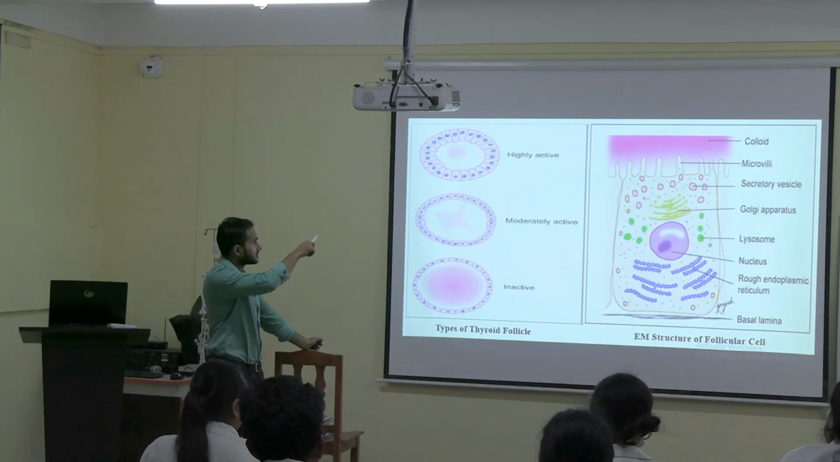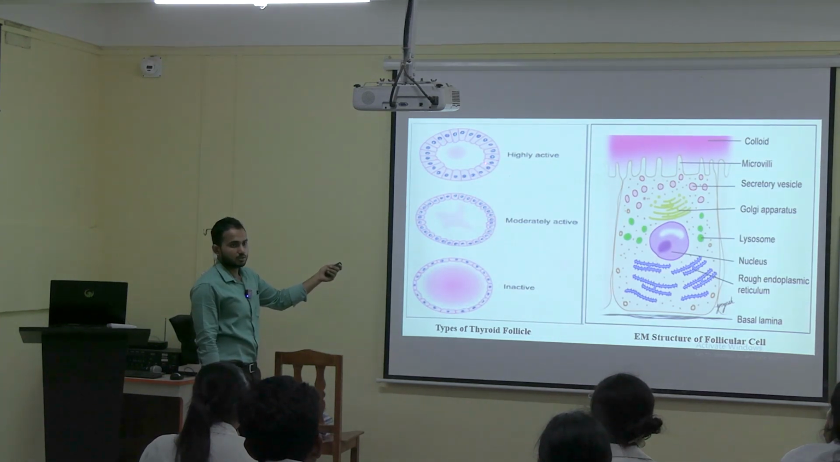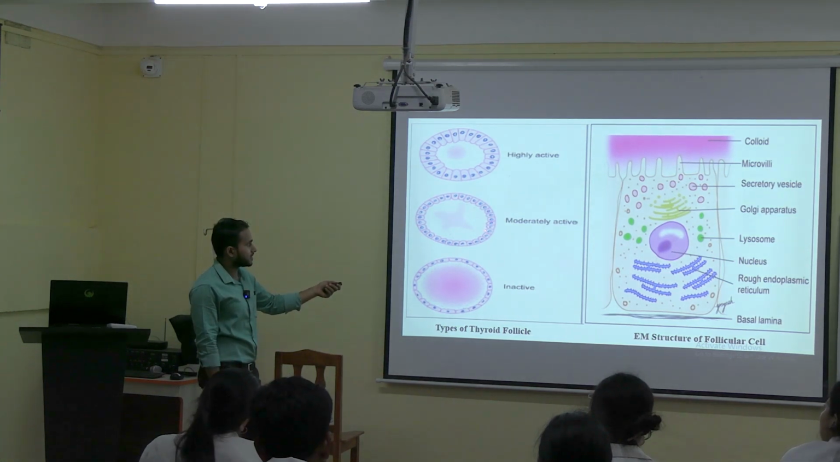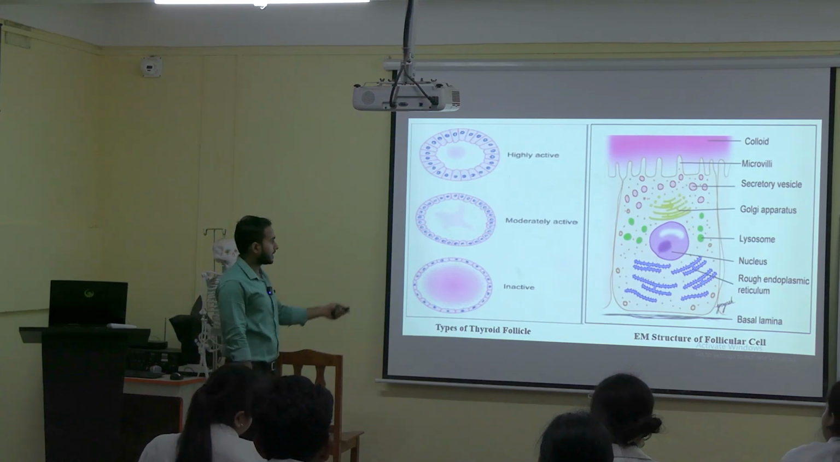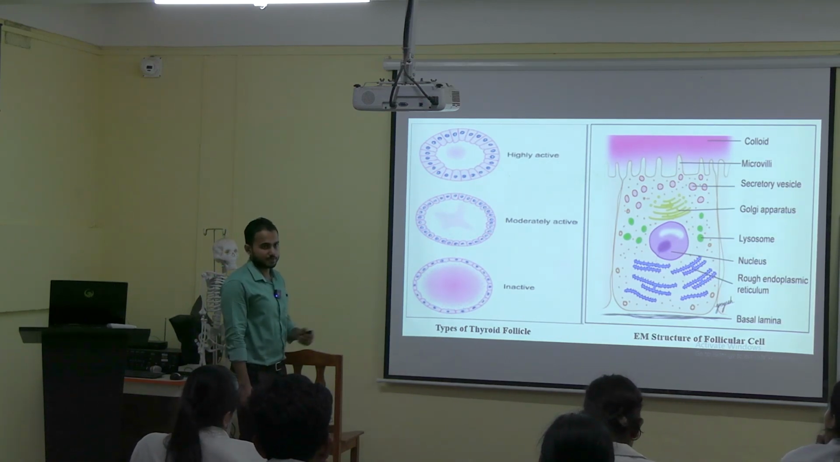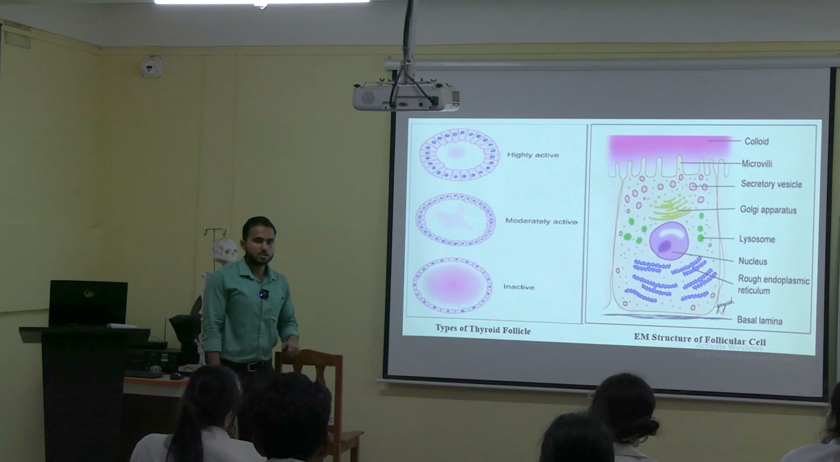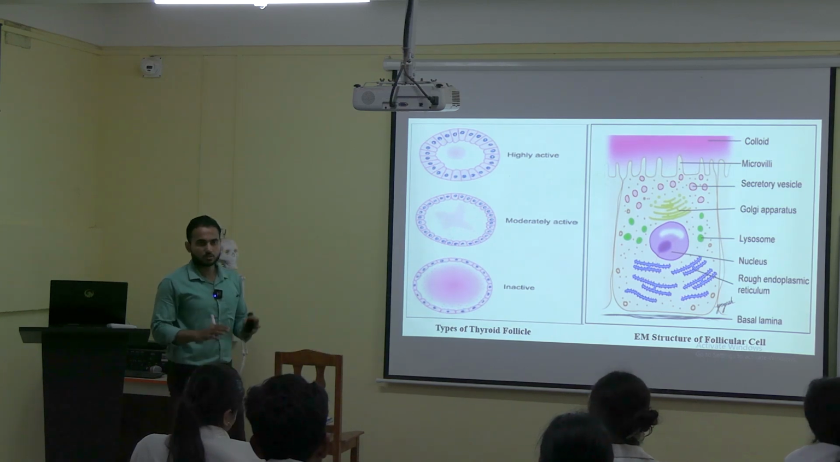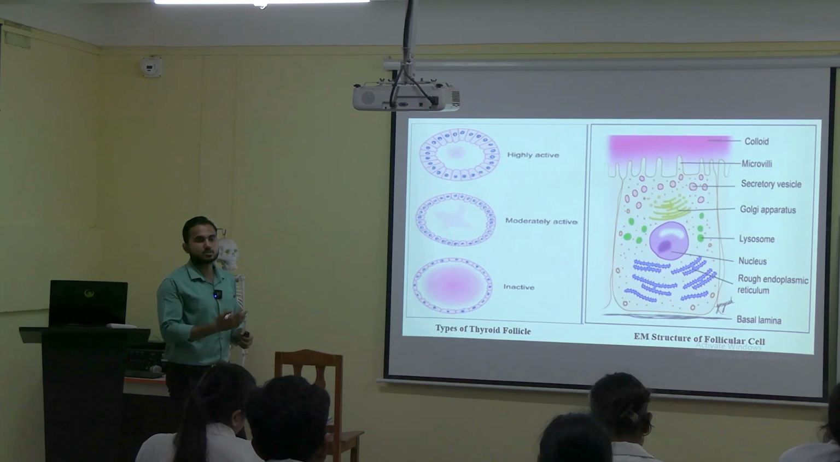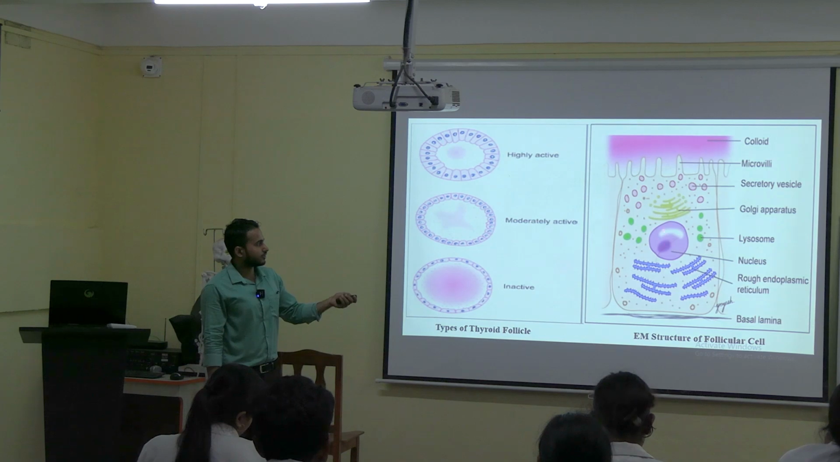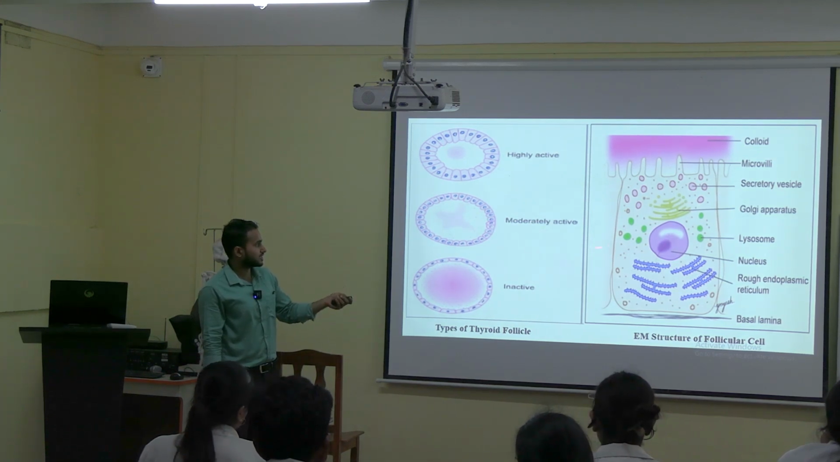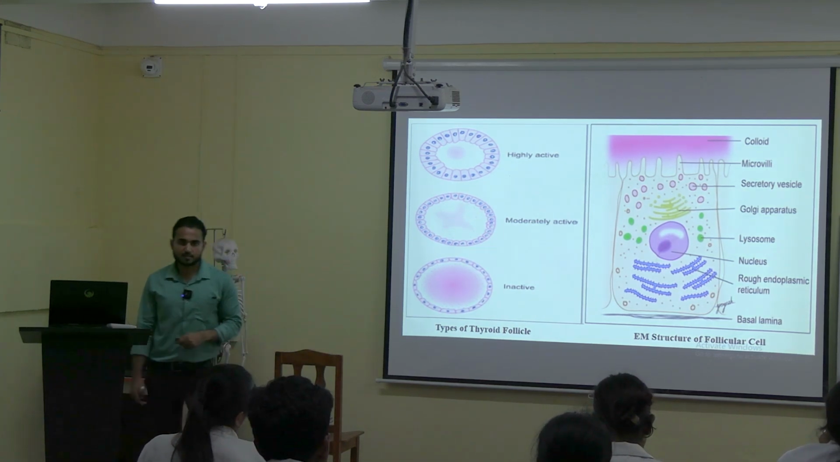Can you see the cells? So which cells are these? Simple columnar epithelium, and you can see the amount of colloid is very less. Next, which type of epithelium is this? Cuboidal epithelium. Here a moderate amount of colloid is present. And what about this? Simple squamous, inactive. Okay, so that's why a huge amount of colloid is present. So this depends on the activity of the follicle. And here you can see the EM structure of the follicular cells.